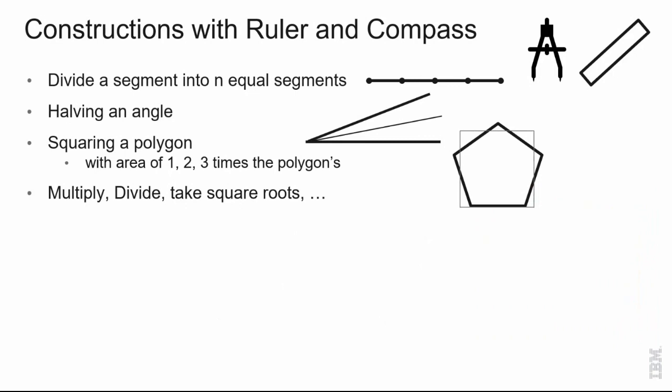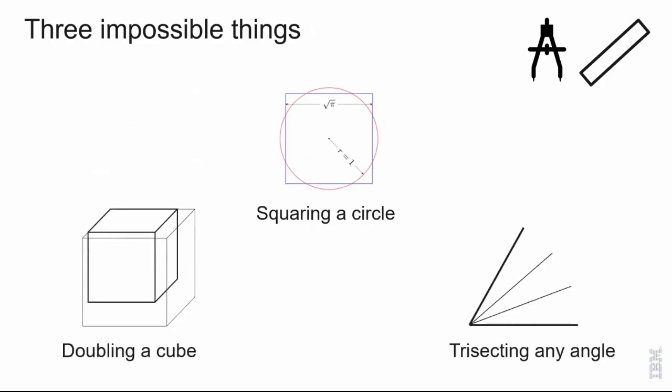There are many constructions that are also possible, like this one. You can divide any segment into equal sub-segments. You can construct the half of a given angle. You can find a square which has the same area as a given polygon of several sides. You can do all sorts of arithmetic. You can divide, multiply, take square roots even. But you cannot do these three constructions.